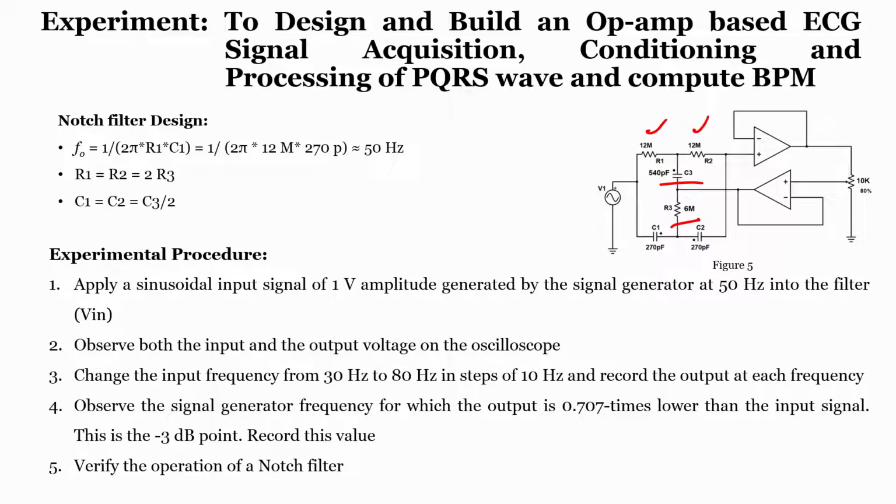Similarly, the relation between R2 and R3 is that the R3 value should be half of R2, that is, R1 and R2 values are double that of R3. Since we are selecting R1 and R2 as 12 mega ohm, R3 should be 6 mega ohm, and similarly the C3 value should be double that of the C1 and C2 values.